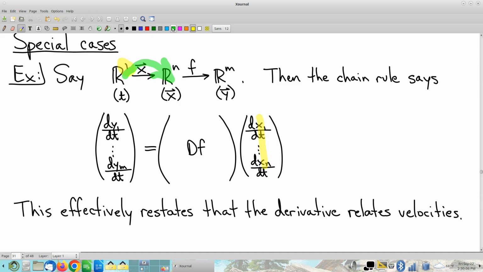And so this, the derivative matrix of the first function, is just the velocity of that parametric curve. So, nice little observation about how you can think about that.